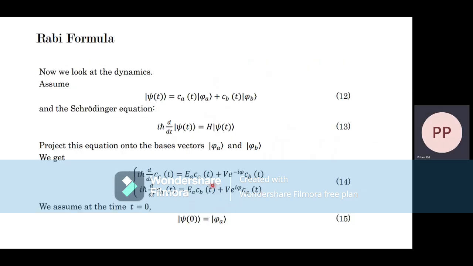Okay, now we'll jump into the Rabi formula. It's very important. In this concept, you need to understand it first.